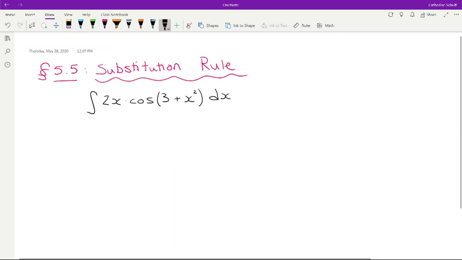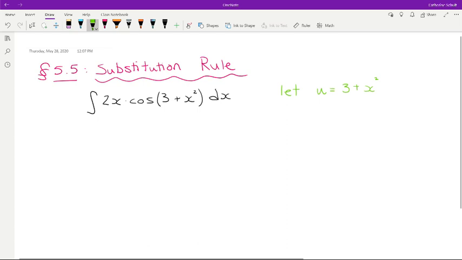Well, let's approach it like this. Because there's so much involved here, because there's a product, because there's a chain rule, we're going to do some clever substitutions, okay? Because there's a lot going on in this integrand. So I'm looking at this integrand and I'm thinking what I know about taking derivatives and such. And I'm going to focus on the argument of cosine. And I'm going to say, let's let u equal 3 plus x squared.